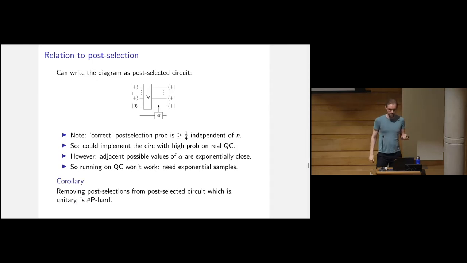A corollary of this result is that if I give you a related problem, a post-selected quantum circuit with the promise that it is unitary, then removing the post-selections in the circuit, so giving me an equivalent circuit without post-selections, is also #P-hard. But this is essentially the same problem as I've just been describing.